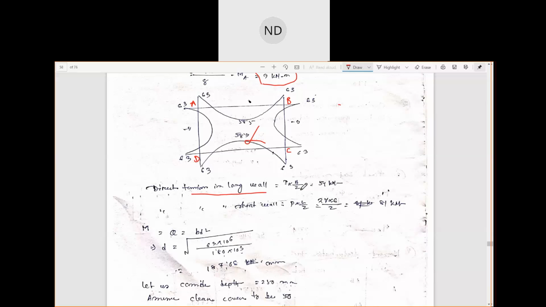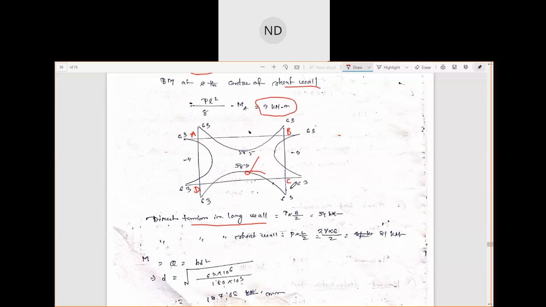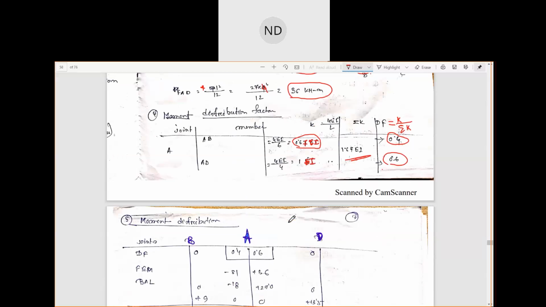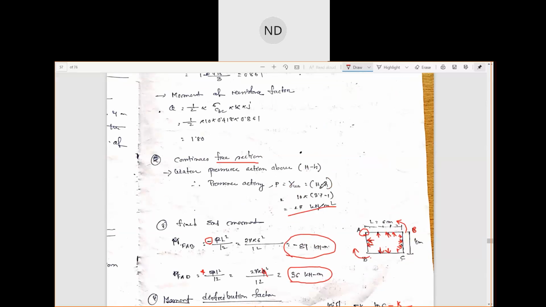P, that is WL by 2 actually. So WL by 2 along the long wall. But what we are doing is why PW into B? W we know already, it is 27. The load which is falling, the pressure, is 27. This one, the pressure which is acting above, because we are trying to design it in a continuous frame. So this 27 is your load. WL by 2.